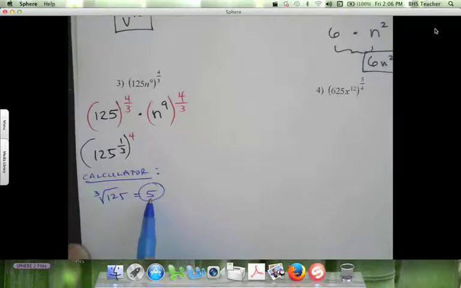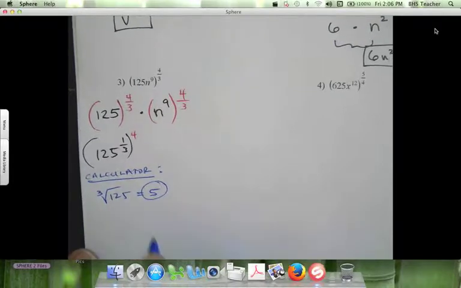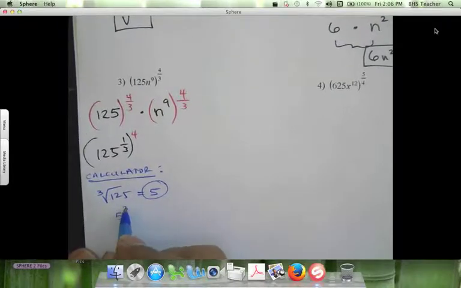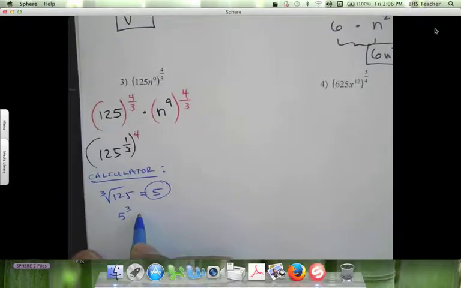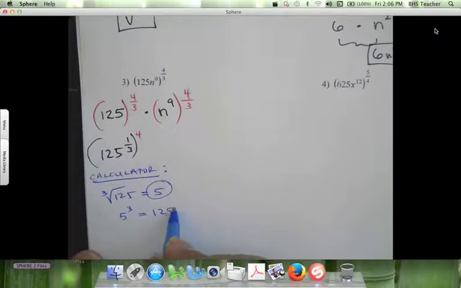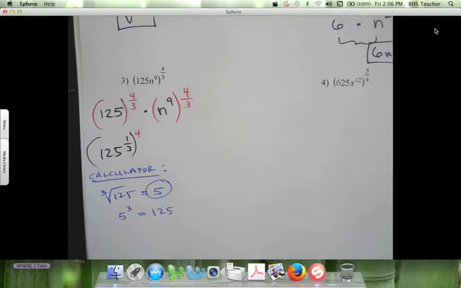That means that 5 times 5 times 5 is 125. Or another way you're going to rewrite it is 5 cubed, right? Because we want to work with exponents. 5 cubed, or 125 is equal to 5 cubed. 125 is equal to 5 cubed, or 5 cubed is equal to 125.